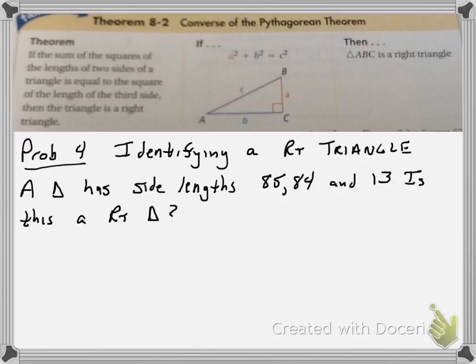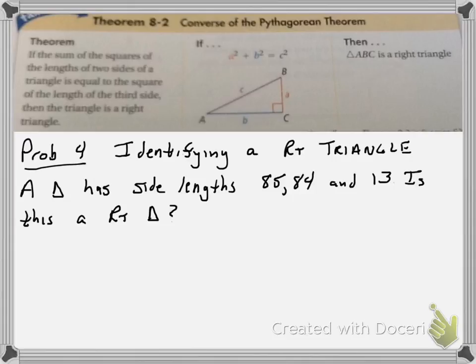A2 is the converse of the Pythagorean theorem, and it talks about if the sum of the squares and lengths of two sides of a triangle is equal to the square of the third length of the third side, then the triangle is a right triangle. So in other words, it's just saying if you have the Pythagorean theorem being true, it makes it a right triangle. So this one talks about identifying a right triangle.